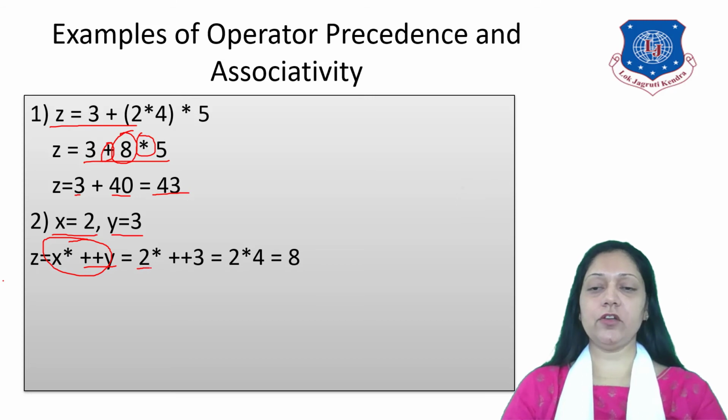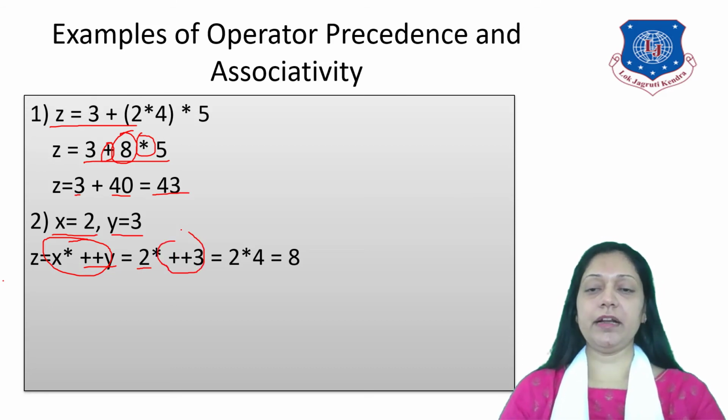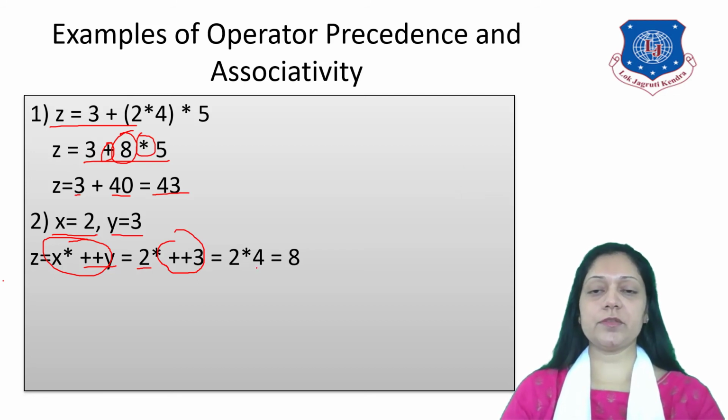What is our x value? That is 2 multiplied by ++3. We have substituted the values of x and y. Since increment has higher priority, it will be evaluated first. So ++3, that is prefix increment, so first the increment is done. That is ++3 means 3 is incremented by 1, that is 4. And then afterwards it is multiplied by 2 and the result is 8.